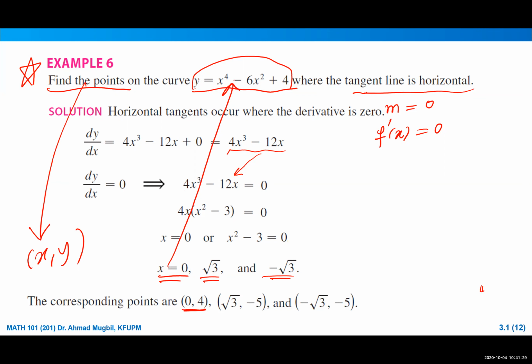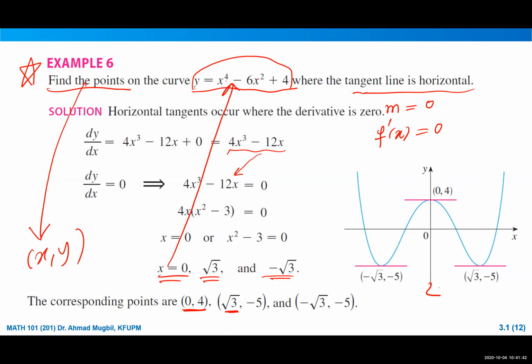When x is 0, you will have 4. When x is square root of 3, you will have -5. When x is negative square root of 3, also you will have -5. And if you want to see the idea, we will not do that. We will do this, guys, in chapter 4. Chapter 4, we will learn how to sketch the graph of such function. So look what happened at these points. There is a maximum and the minimum values, and there is a horizontal asymptote at these points.